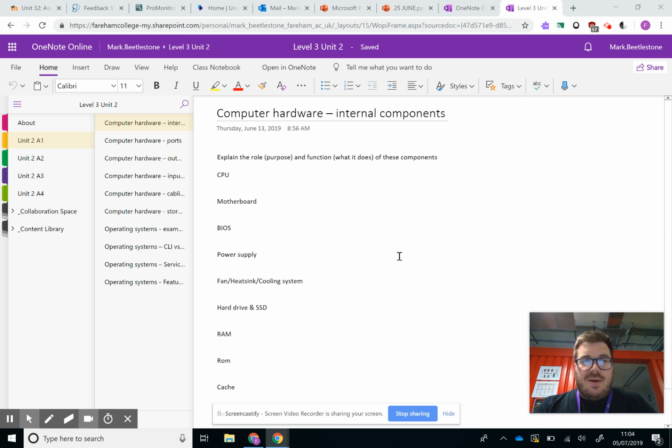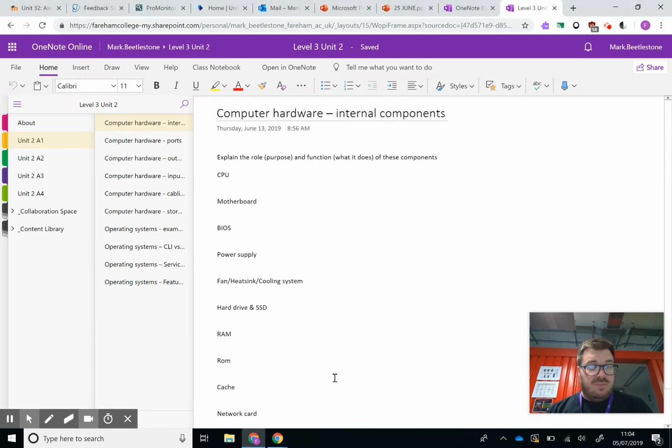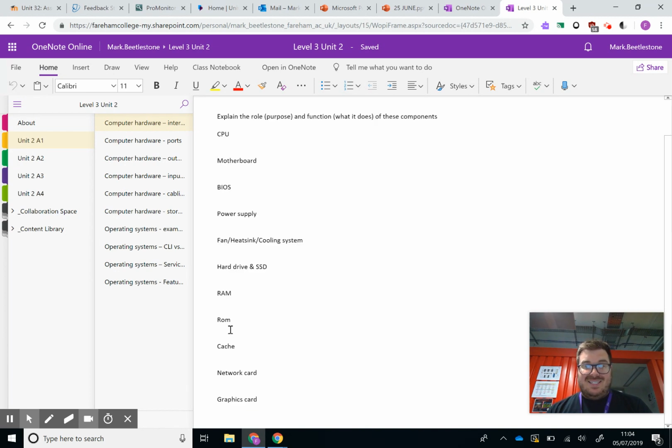I just wanted to introduce this sort of task to you. Essentially, what you've got to do with this task is talk about all of these things, explaining what they are, what they do, and what their role in the computer is. It's pretty straightforward. Each of these will be a heading in an assignment which is due out. You've got to explain what they are, what they do, and how they fit into the computer.